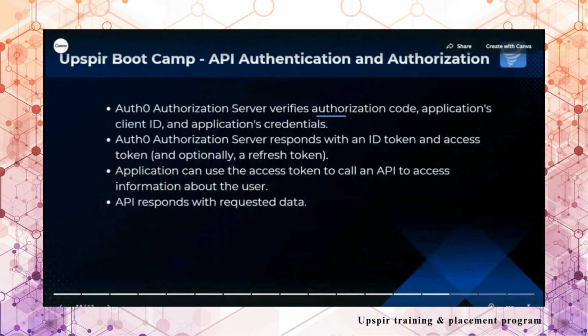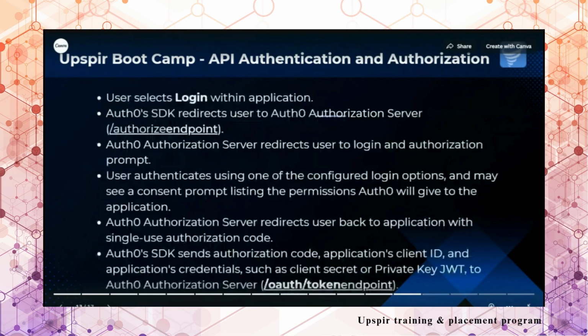The Auth0 authorization server verifies the authorization code, the application's ID, and the application's credentials, and responds with an ID token and access token, and optionally a refresh token. The application can use the access token to call the API to access the information without the user. The API responds with the requested data. So this is the basic flow. We have seen the flow, and this is all about it.